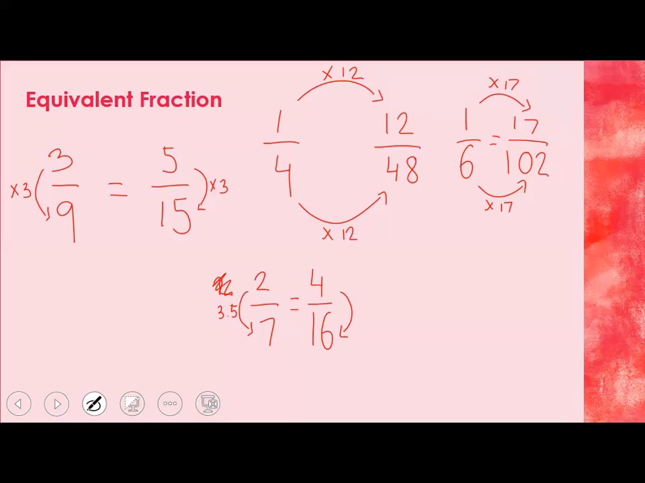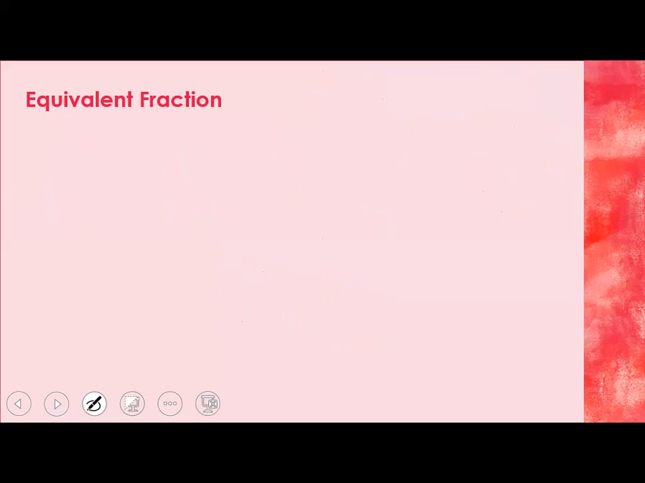What do I need to do to get from 4 to 16? Well, I need to multiply by 4. I can see the relationships between the numerator and denominator are not the same. Therefore, those fractions are not equivalent fractions. That's equivalent fractions for you.